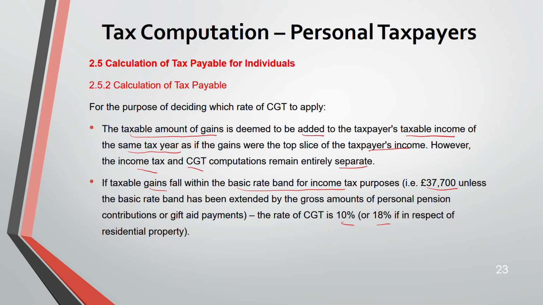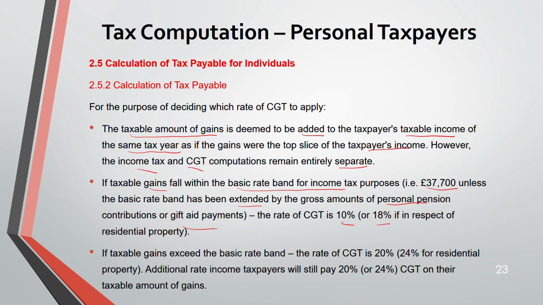But remember that for the 37,700 basic rate band, if there is some personal pension contribution or gift aid payment made, your 37,700 will be extended. That extended amount you have to take, if it's extended, to decide the rate of CGT. And as I told you, if your gain exceeds the basic rate band, CGT is 20 or 24.